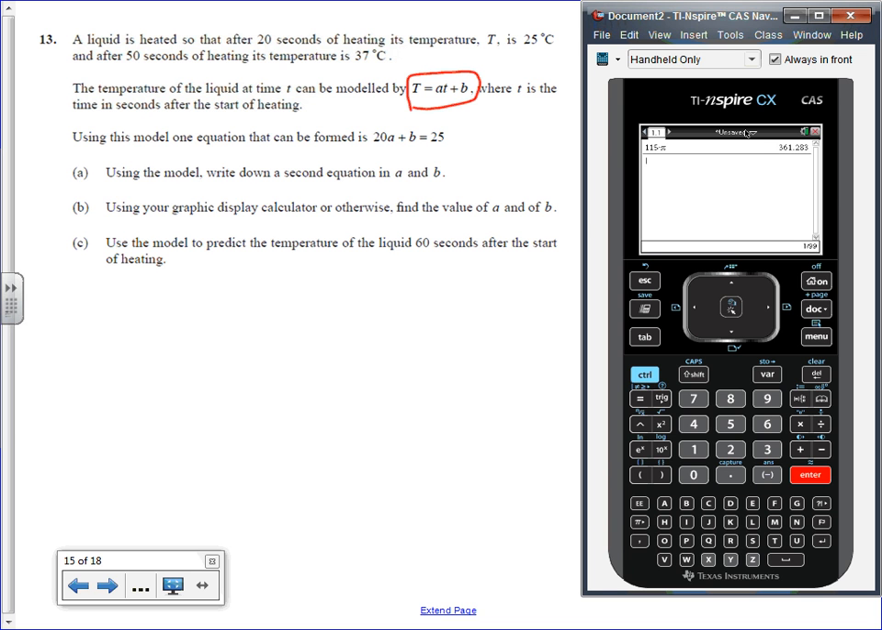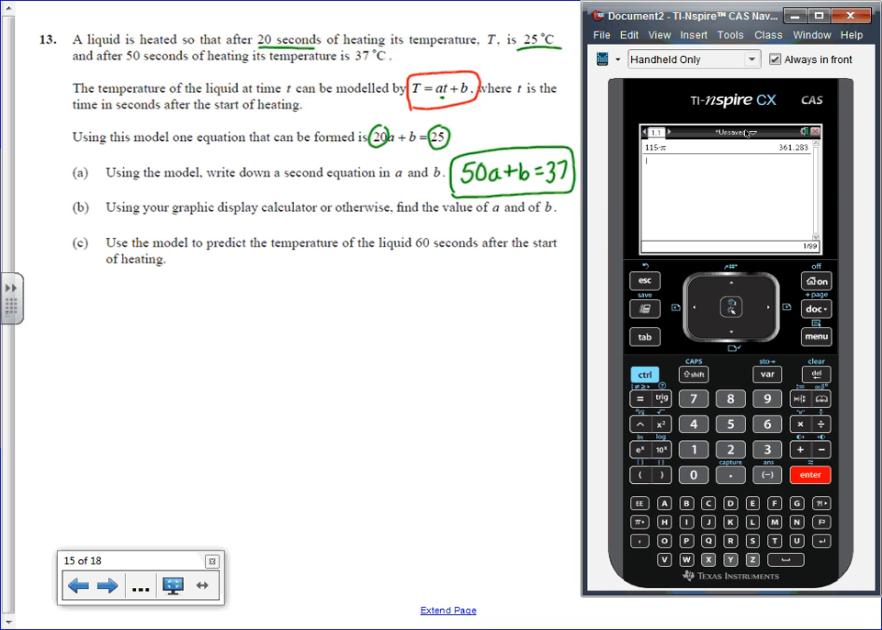So using this model, one equation that can be formed is 20a plus b equals 25. How do they get that? Well, 20a would mean that they plugged in 20 for this t value right here, plus b equals 25, which would mean that they plugged in 25 for the temperature. So they took the first time and temperature, plugged it in to the formula that is stated, and got 20a plus b equals 25. They're asking you to use the model to write down a second equation in terms of a and b. So we're going to use the second piece of information given, 50 seconds, 37 degrees. So that will end up being 50a plus b equals 37. So plugging in 50 for time, 37 for temperature.